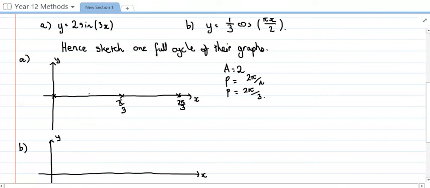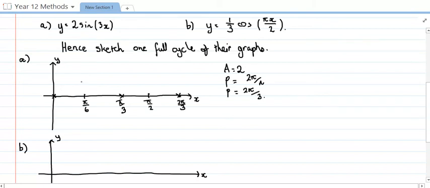And then I'm pretty ready to sketch this. I know that the maximum will occur halfway between here and here, which would actually make it pi over 6. So that will be an important point as well. And if that's 2 pi over 6, then this here is 3 pi over 6, which is the same as pi on 2.